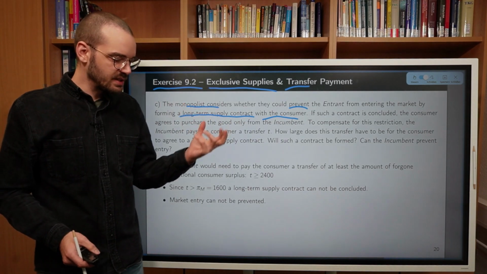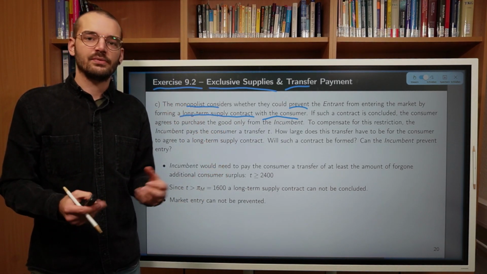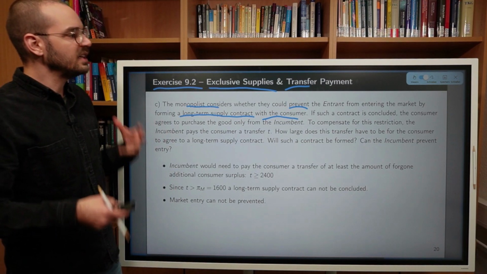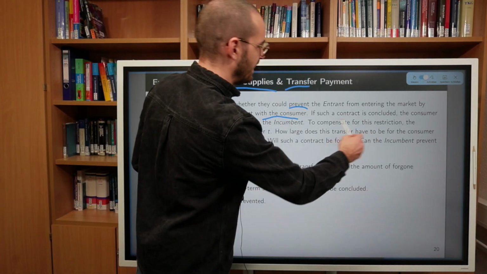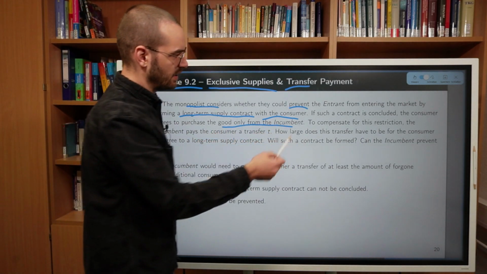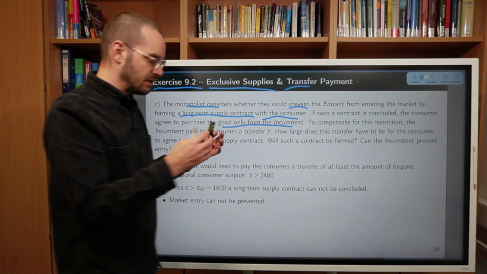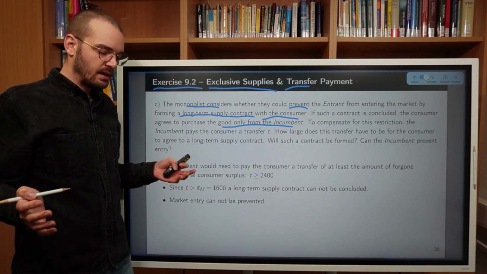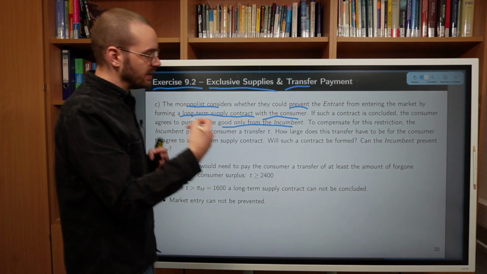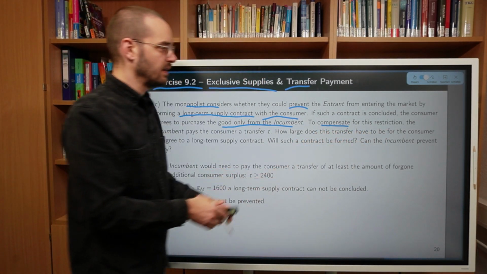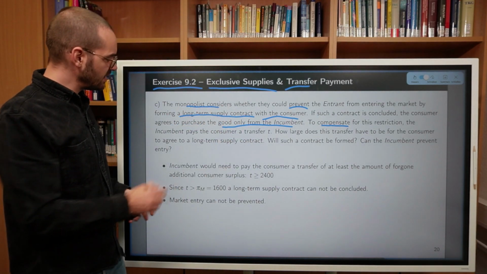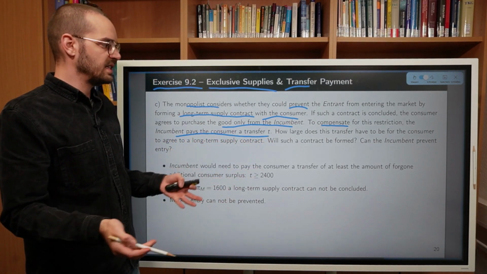The idea of the incumbent is, let's form a long-term supply contract with the single consumer I have so that they can only buy from me. So if this contract is concluded, the consumer agrees to purchase the good only from the incumbent, and because the consumer as of now has no incentive to agree to this contract, the incumbent will need to compensate the consumer for this restriction. So the idea is the incumbent pays the consumer some transfer fee.